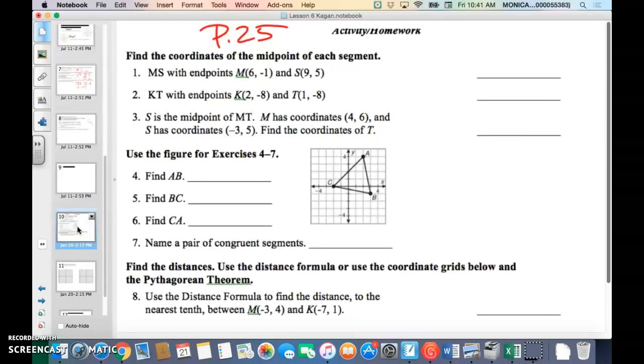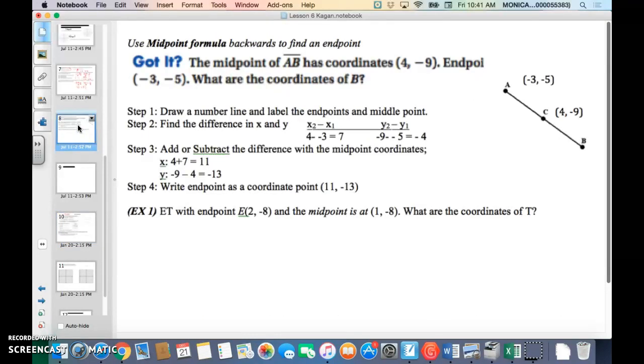You need to complete all the problems on page 25. And let's go ahead quickly. What if we have a midpoint and an endpoint? Then how do we find our final point? So let's say we're given this point here at A, and the midpoint, we want to know what the coordinates of B are. Well, this you're just going to have to use some deductive reasoning.